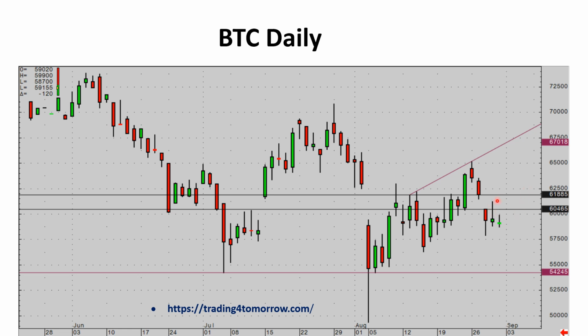It tried to fill it on Thursday. It didn't quite make it, so it could become a target. On that, the resistance is 61,885 to close the gap, with the first level for it to enter the gap at 64,650. So it's about a $1,400 gap.